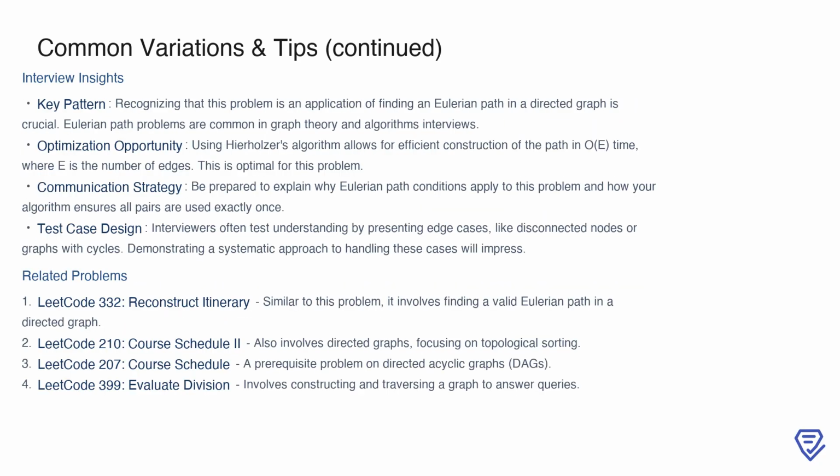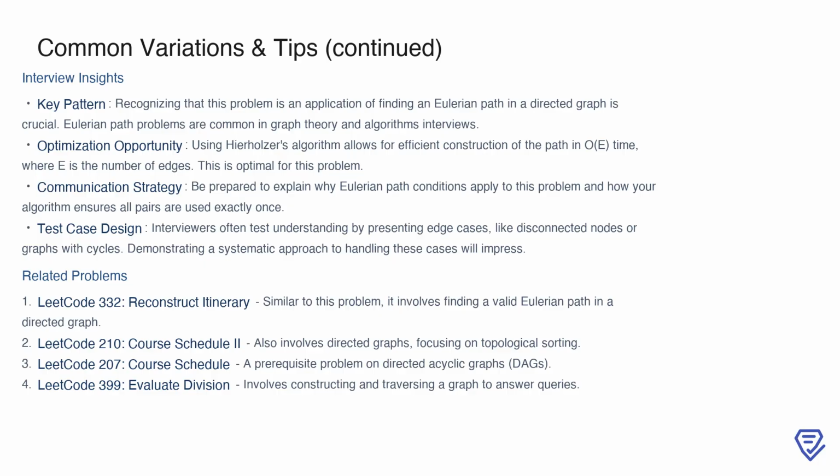Now, let's consider some key insights for interviews. Recognizing the pattern is crucial. This problem is a classic application of finding an Eulerian path in a directed graph. Problems involving Eulerian paths often appear in graph theory interviews, so understanding the fundamentals will give you an edge. For optimization, Hierholzer's algorithm is your best tool, allowing you to construct the path efficiently in O(e) time, where e is the number of edges. This is both optimal and elegant.